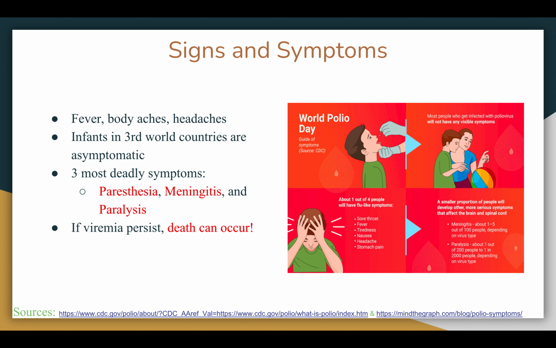The three most deadly symptoms are paresthesia, which is the feeling of pins and needles in your limbs, meningitis, which is the infection of the covering of the brain and spinal cord, and paralysis, which is absent or reduced ability to move the limbs and the breathing muscles. Symptoms usually last 2 to 5 days, and then they disappear. But like I said before, most people will not, however, show any symptoms while they're infected.